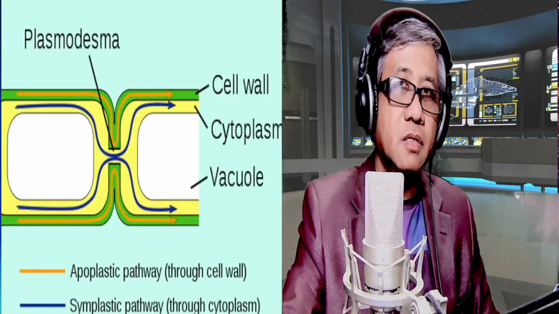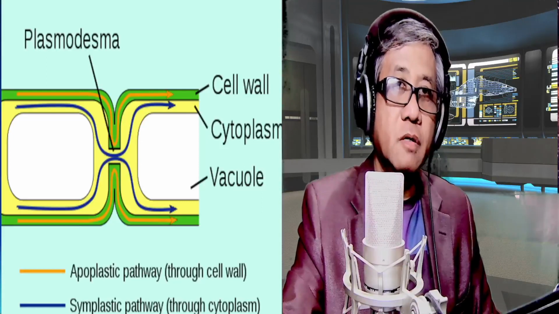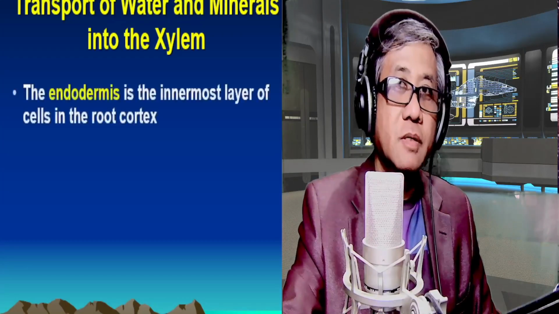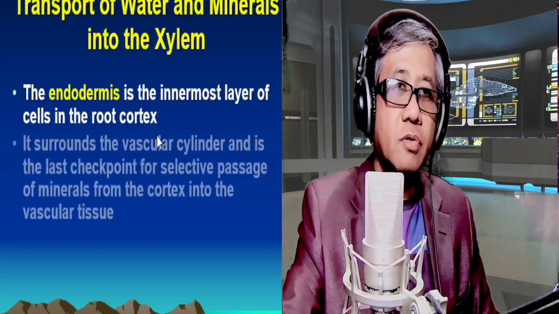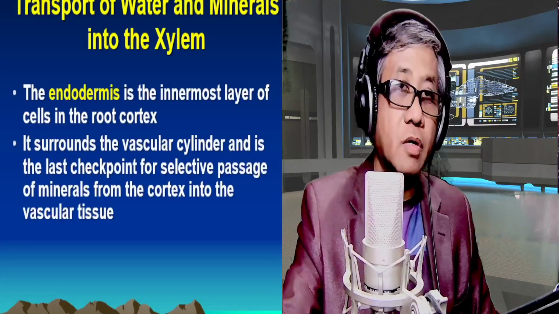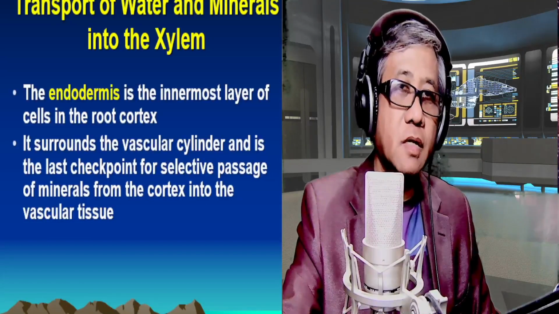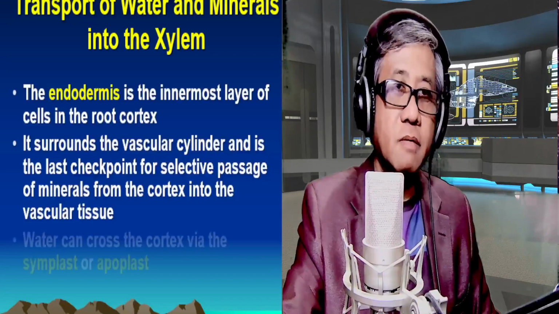Alright, so as you can see in this illustration, in the apoplastic pathway, water enters through the cellulose cell walls and the intercellular spaces. But upon reaching the endodermis, water is prevented from entering. Now the endodermis is the innermost layer of cells in the root cortex, and again the endodermis surrounds the vascular cylinder and is the last checkpoint for selective passage of minerals from the cortex into the vascular tissues. So water cannot enter through the endodermis through the apoplastic pathway.